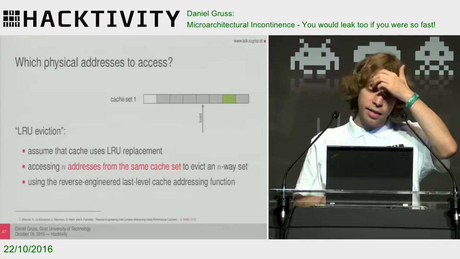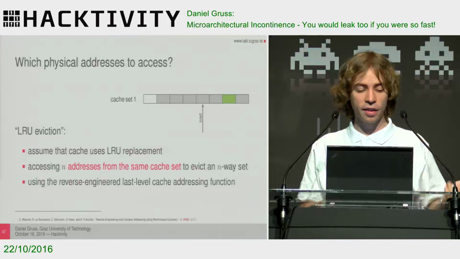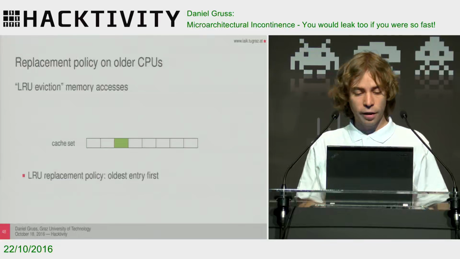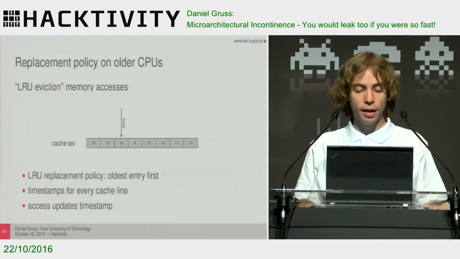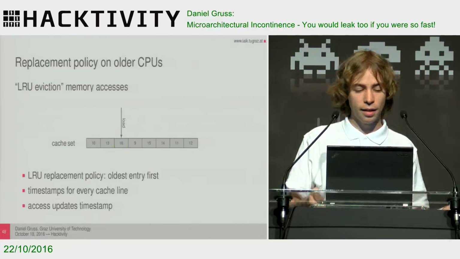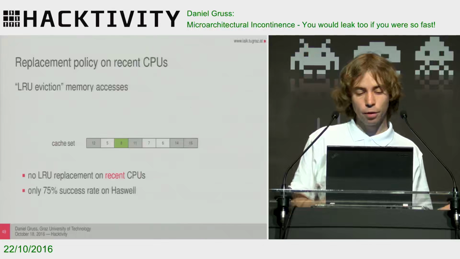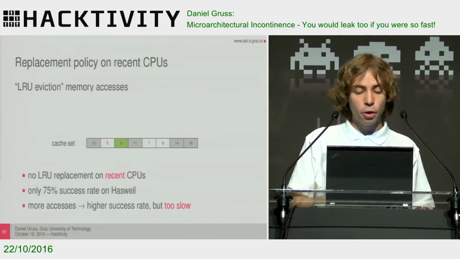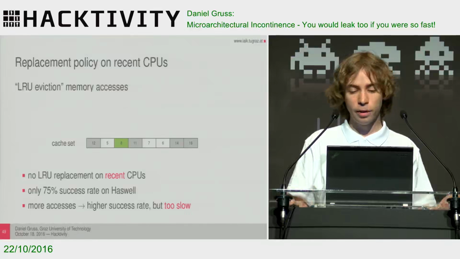And that is where we did something different than previous work. Previous work used LRU eviction, and the assumption there is that we can just access n addresses from the same cache set to evict an n-way cache set. And it works like this. You have some timestamps, and you always evict the oldest one, and at some point the entry that you wanted to evict is evicted. Now, for modern CPUs, that is not true anymore, and if you would try it, you would only have a success rate around 75% or even worse. And you could, of course, do more accesses. After some number of accesses, you will be successful, but then you will be too slow.